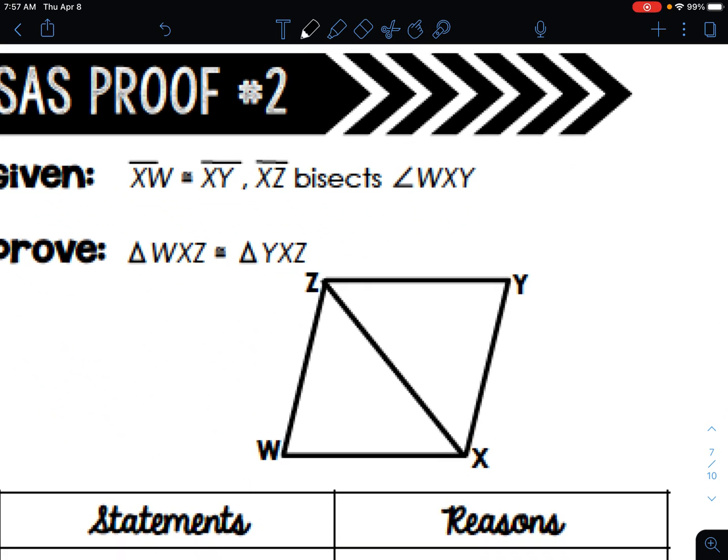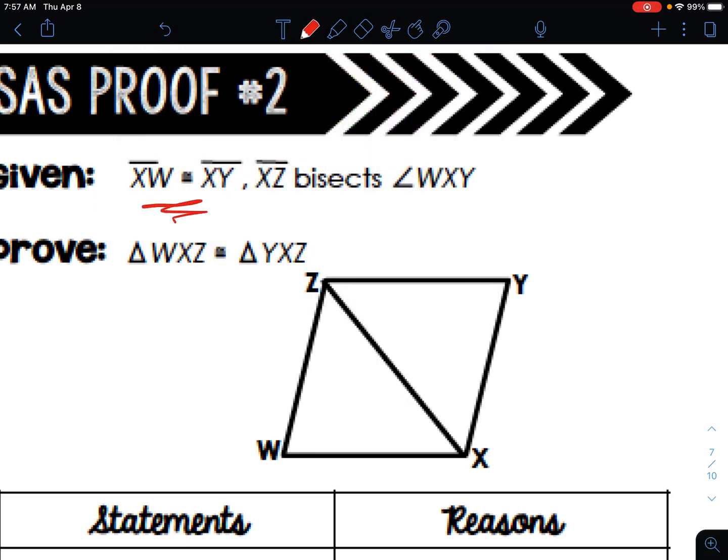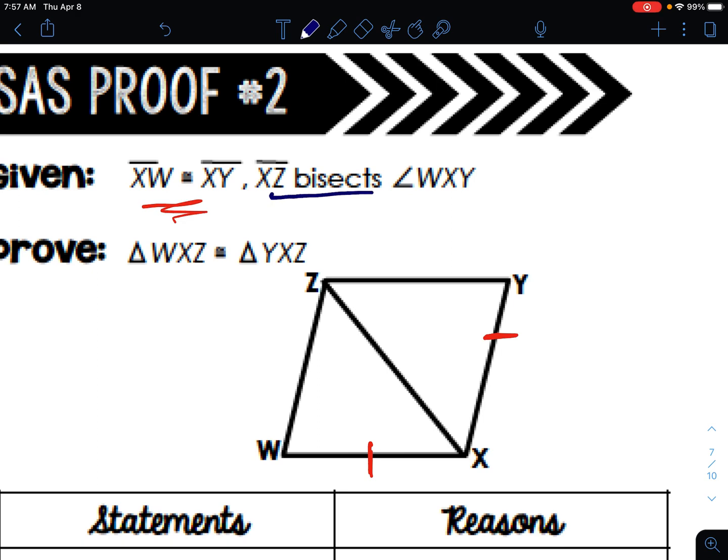All right, here we go. We got XW congruent to XY, so we will stay color-coded here. XW congruent to XY, which is right here. All right, so far so good. Then we got this word bisect. So we know XZ is cutting this angle in half. WXY is cut in half.